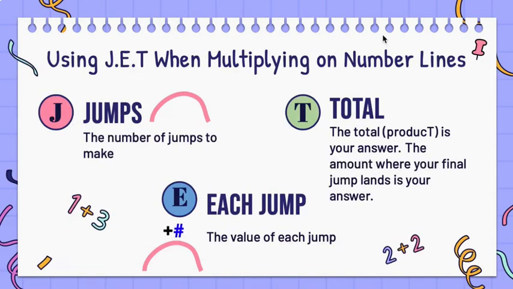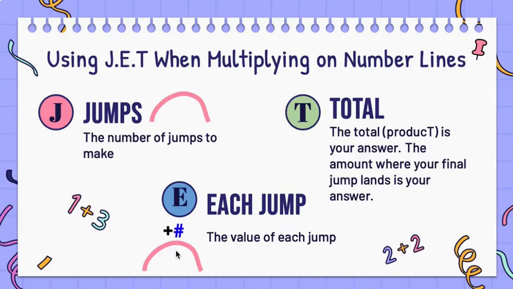When we use the number line for multiplying, we use the JET strategy. It's similar to that GET strategy that was mentioned earlier, but instead of G, we use the J, which stands for jumps. And that's the number of jumps that needs to be made. The E in JET is what each jump is worth, so the value of each jump.